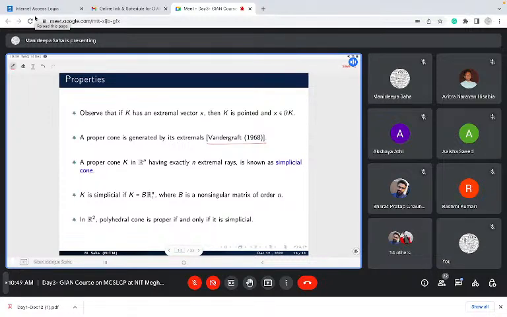And since a polyhedral cone is a proper cone, one can easily check that it is a proper cone. So that means it is generated by its extremals. Now, a particular case of polyhedral cone, I'm calling it a simplicial cone. It says that a proper cone in Rn, if it has exactly n extremal rays, is called a simplicial cone. So it cannot be more.